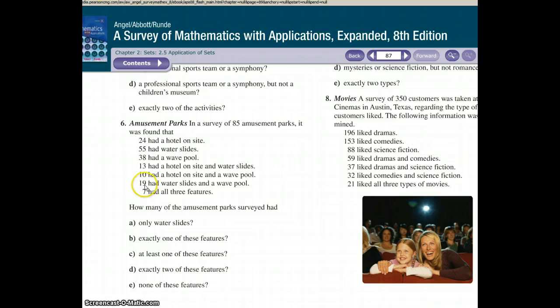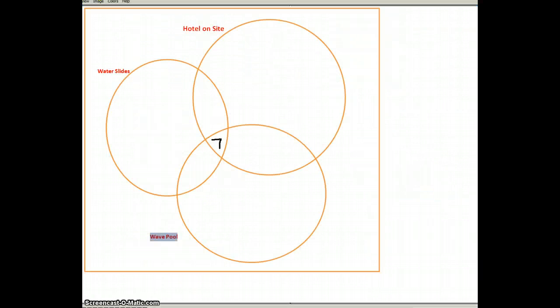We have 19 that has water slide and wave pool. So this whole area here should be 19. We already lost 7. So what is 19 minus 7? 19 minus 7 should be 12.